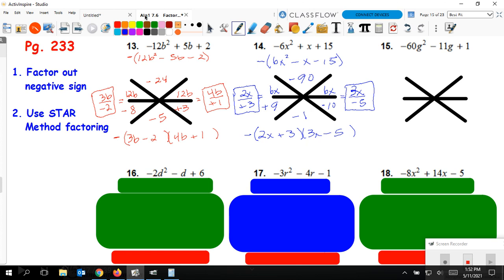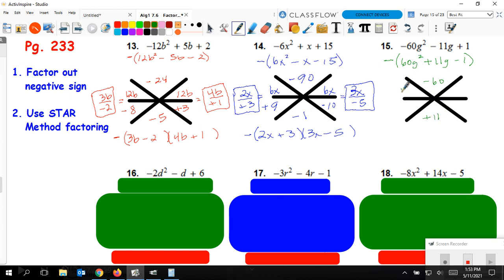Okay, coming to number 15, factoring out negative sign. Now, if there was a common number, that would factor out a number with that negative sign as well. So just in case, you want to always look for a GCF with a number or even a letter, but right now it's just the negative sign coming out. So you had 60g squared plus 11g minus 1. And so you're going to multiply 60 times negative 1 is negative 60 on top. Positive 11 goes on the bottom.